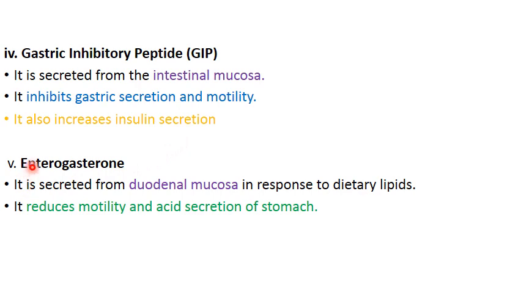Last hormone is enterogastrone. कहाँ से secrete होता है? Duodenal mucosa, but in response to dietary lipids. अगर lipids ज़्यादा है food में, then this will be secreted. And it's also going to reduce motility of the stomach and acid secretion of the stomach.